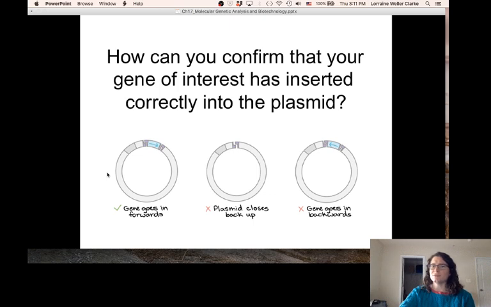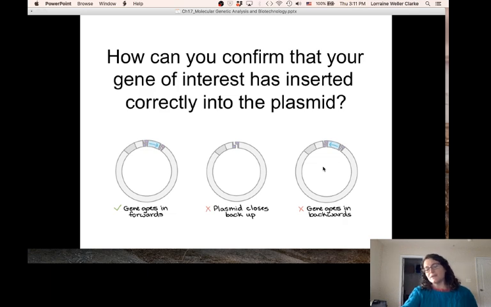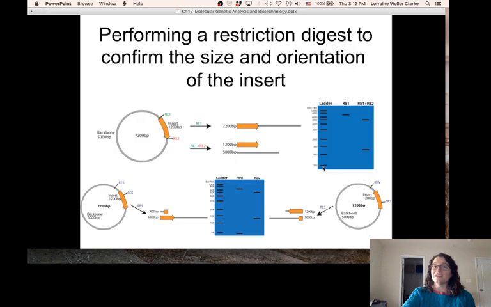The next thing you want to do is figure out if your gene of interest is inserted correctly into the plasmid. Obviously, we already talked about the plasmid closing back up, and we wanted to have done it forward, but what if it goes in backwards? You now need to do a restriction digest, okay? The key here is that if it inserts properly, you'll be able to identify whether it's gone in forward, which will create this pattern, or reverse, which creates this pattern, okay?